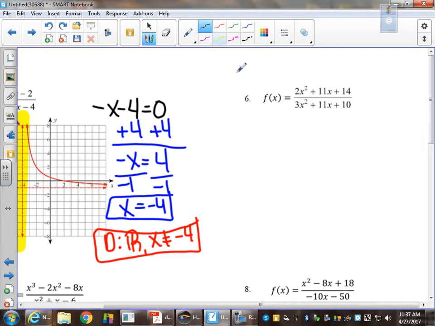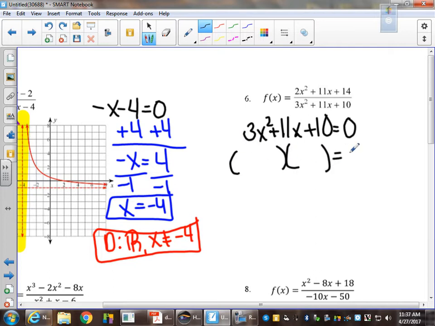Moving on to number 6, our first step is to set our denominator equal to 0. In order to solve this, we have a quadratic trinomial, therefore we will factor. 3x and x. We're going to have 2 and 5. Our 2 goes here, 5 goes here. Because if we do inner, we get 5x. Outer, we get 6x, which gets to 11x.